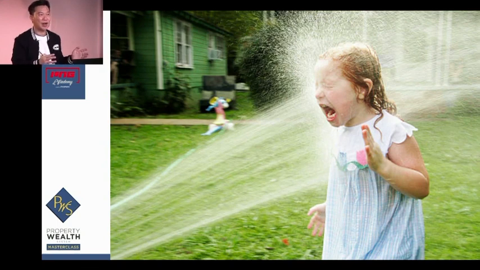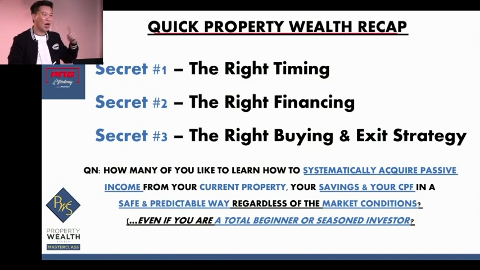This way, with the guidance, you can save a lot of unnecessary trial and error, unnecessary mistakes, and just follow a guided rule of thumb. So I'm going to kickstart right now. What Kelvin has shared earlier on, quick property wealth recap. Secret number 1, right timing. It's not about timing the market, but how do you know that it's correct to enter?